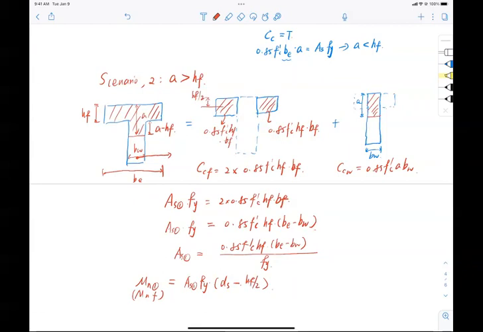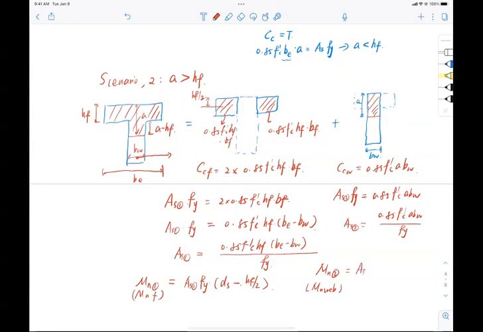Now, correspondingly for the web section, things are a little bit easier. AS2 Fy equals 0.85 f'c a bw, so AS2 equals 0.85 f'c a bw divided by Fy. And now the moment Mn2, or you can call it Mn web, doesn't matter what you call it, it's the same thing. That equals AS2 Fy, and the lever arm here is ds minus half a.